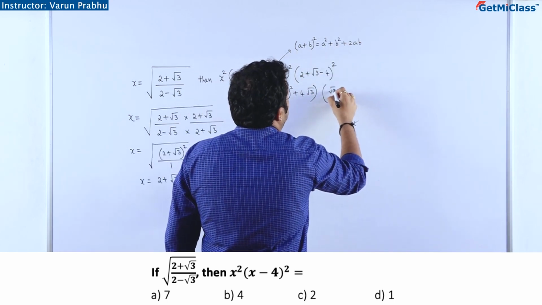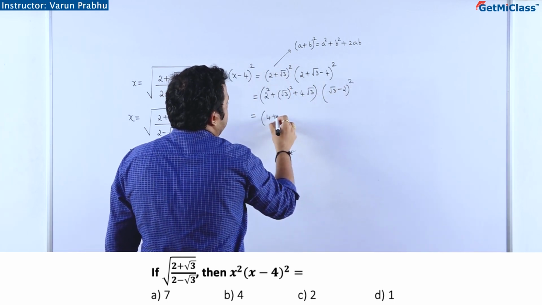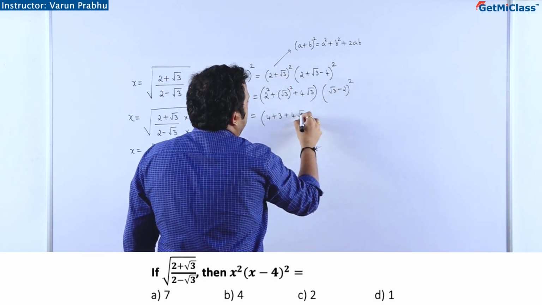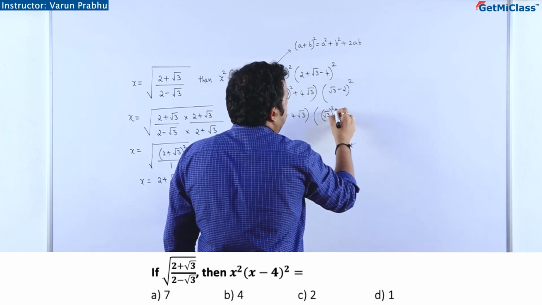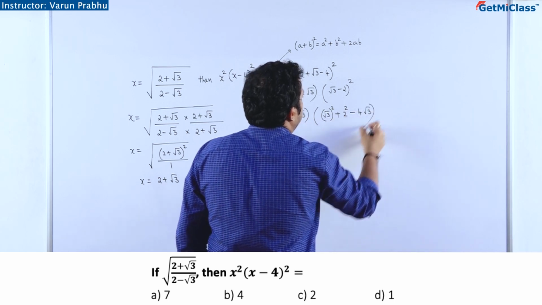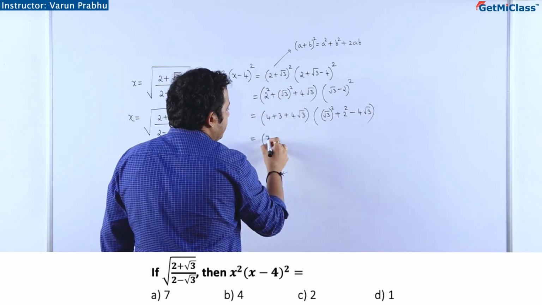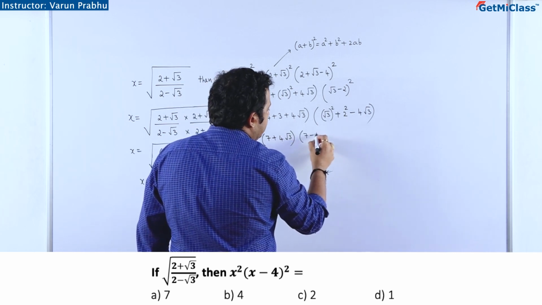Into (root 3 minus 2) the whole square. So your answer to the question will be (4 plus 3 plus 4 root 3) into (root 3) the whole square, plus 2 square minus 4 root 3. So your answer to the question will be (7 plus 4 root 3) into (7 minus 4 root 3).